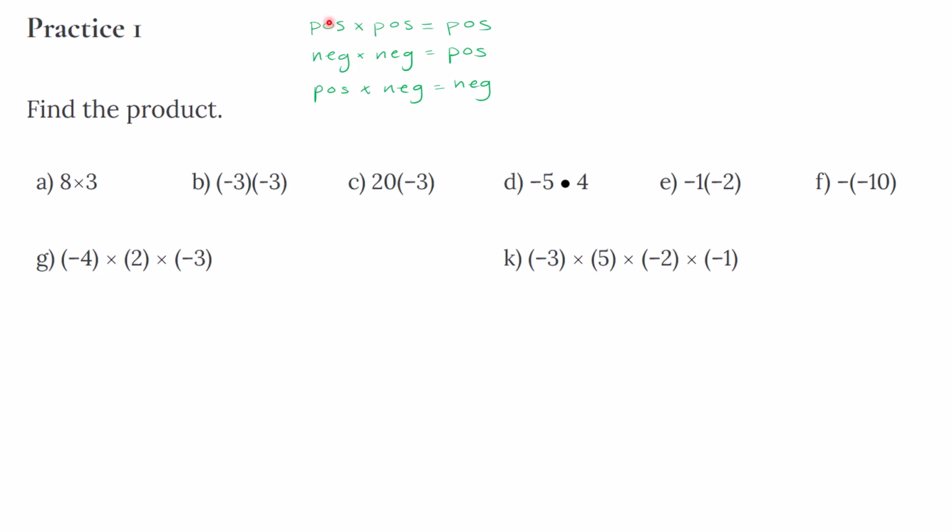When we multiply a positive number with another positive number, the answer is always going to be positive. If you multiply a negative with another negative, the answer will also be positive. Now, if you have a positive times a negative, your answer is going to come out to a negative.